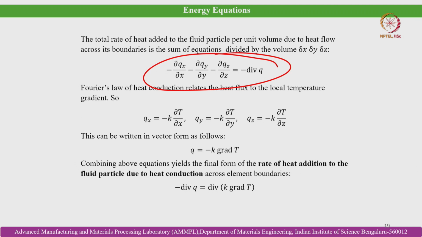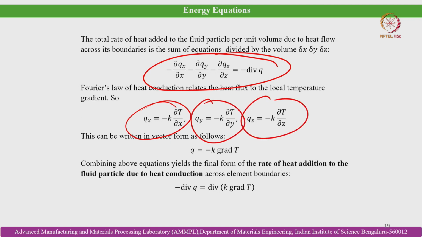Fourier's law of heat conduction relates the heat flux to the local temperature gradient. As we know, Qx is equal to minus k del T by del x, Qy is equal to minus k del T by del y, and Qz is equal to minus k del T by del z. This can be written in vector form as q is equal to minus k grad T.